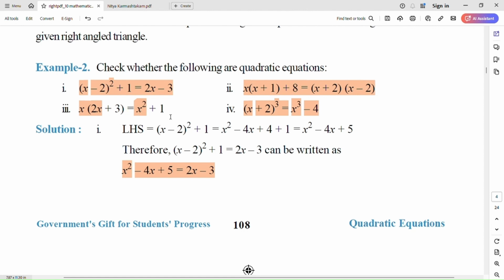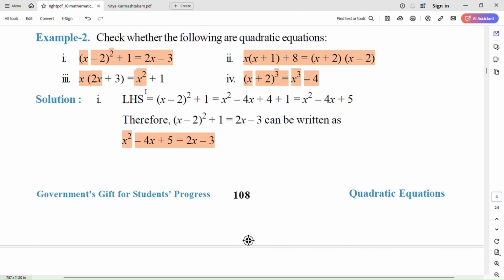x into 2x plus 3 equal to x square plus 1. Okay, you have a x square term here. You also have x square term here if you multiply this, but this is 2x square. Okay, 2x square minus x square, which you are still left with 1x square term, right, for this equation. So this is a quadratic equation.